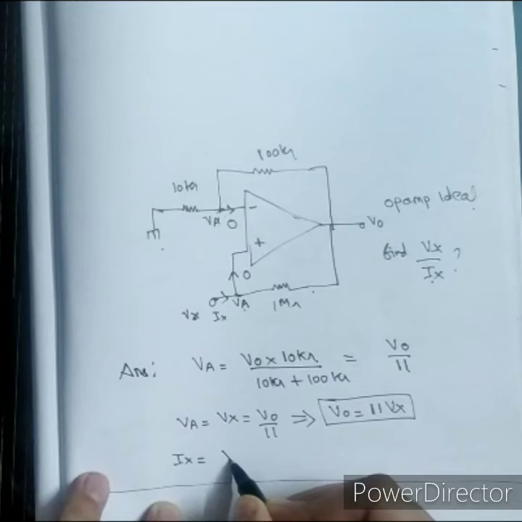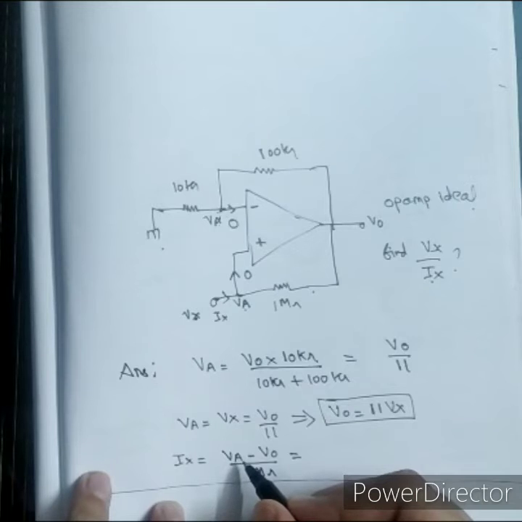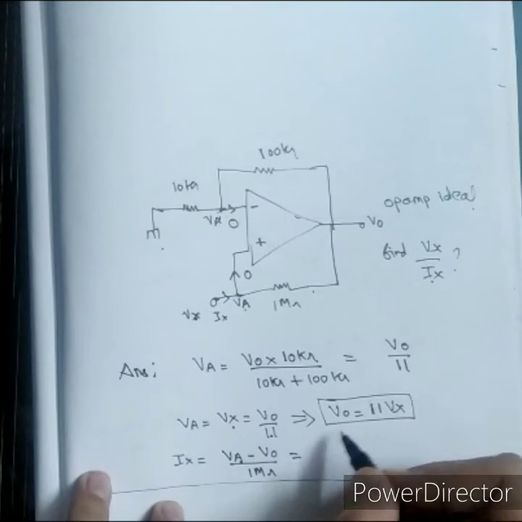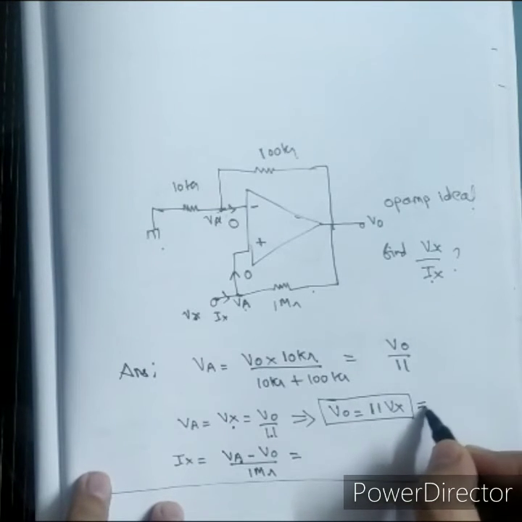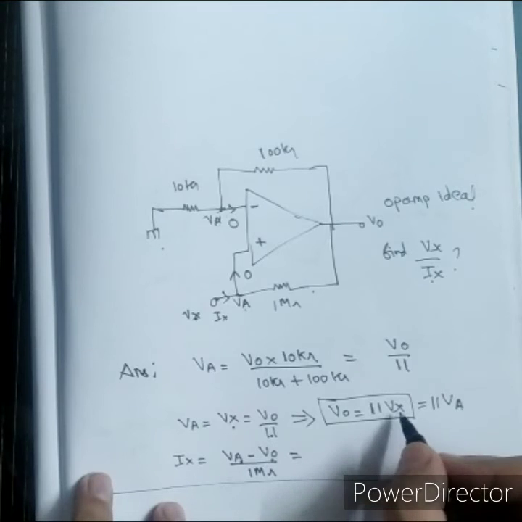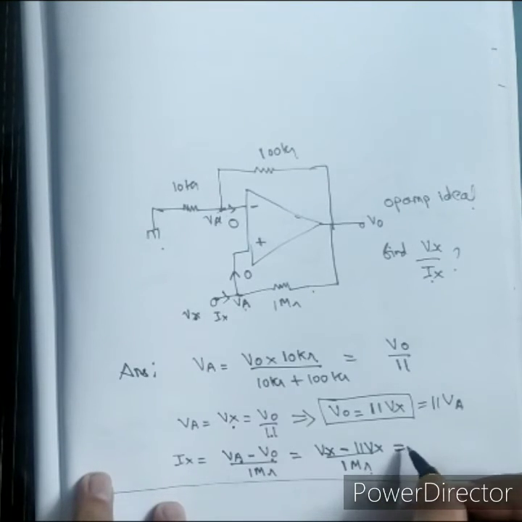And this input has current 0, so Ix is flowing through this point, so Ix will be equal to VA minus VO divided by 1 mega ohm. VA is VO by 11, and VA is the same as Vx, so VO I can write as 11 Vx, and VA I can write as Vx, so Vx minus 11 Vx by 1 mega ohm, which gives minus 10 Vx by 1 mega ohm, and this is equal to Ix.